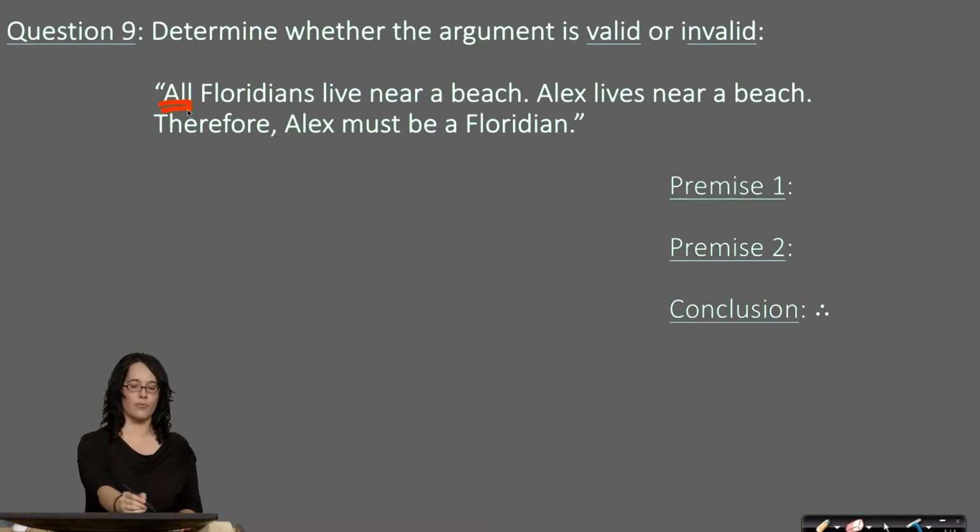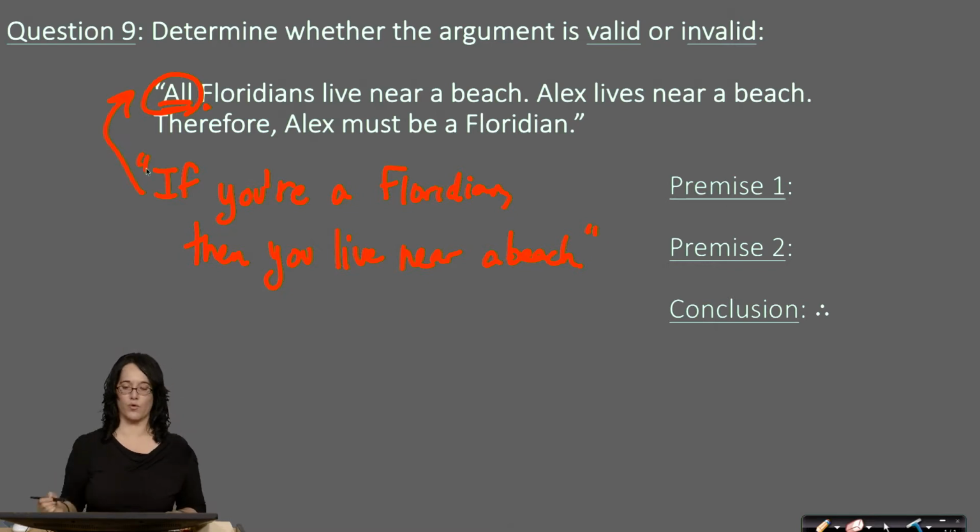All right, well, let's see how we would rewrite an all statement into an if-then statement. So for premise 1, we would say all Floridians live near a beach. Maybe we could write it as, if you're a Floridian, then you live near a beach. Okay, so if that is your original first premise in words as an if-then statement, we could write that symbolically as, I'll use the letter F for Floridian. If you're a Floridian, so F, then you live near a beach. I'll use B. If F, then B, okay? For our second statement, we see it says Alex lives near a beach, okay? So I'm just gonna write B for beach, someone who lives near a beach, okay? The conclusion is that Alex must be a Floridian, so I'm gonna use F for Floridian.